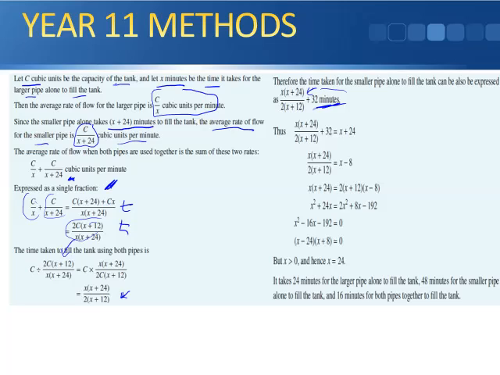Then when we work all this out, and I might need to do this one in class with you, we end up getting all the way down, you can follow that through by yourself, that x is either 24 or negative 8. Of course, we can't have a negative answer. It has to be greater than 0 because we can only have positive minutes, not negative minutes. So x is 24. It's going to take 24 minutes for the large pipe alone to fill the tank, and 48 minutes for the smaller pipe alone, and together 16 minutes.